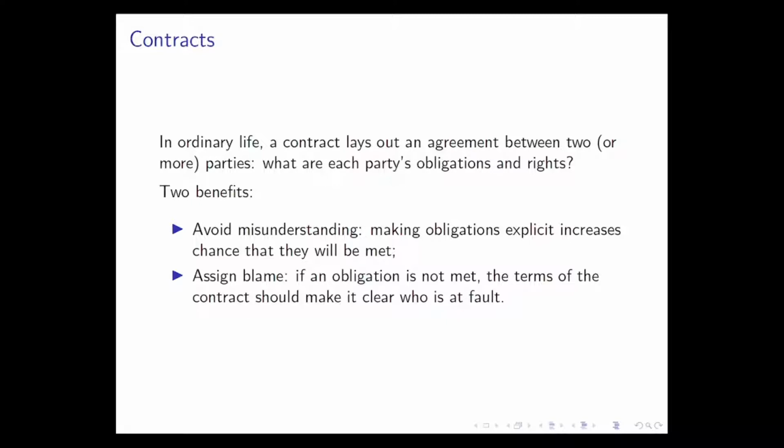Starting with contracts then. In ordinary life, a contract lays out an agreement, often a legal agreement, between some parties, and it says what each party's obligations are and what each party's rights are. And there are fundamentally two reasons for having a contract. You want, on an optimistic view, to avoid misunderstanding. If everybody understands what their obligations are and these are explicit, then we increase the chance that there will be no misunderstanding and that these will be met.